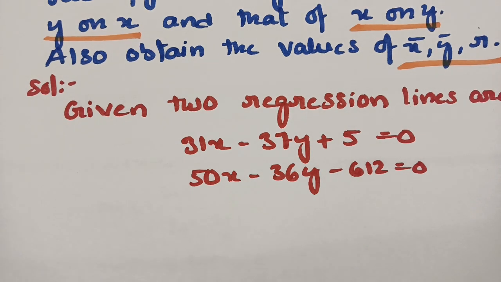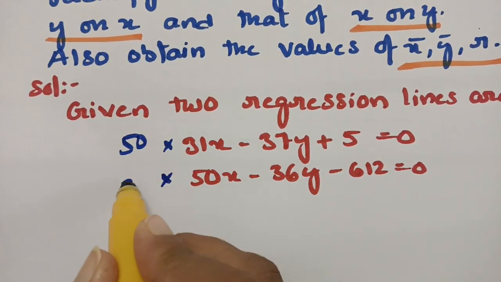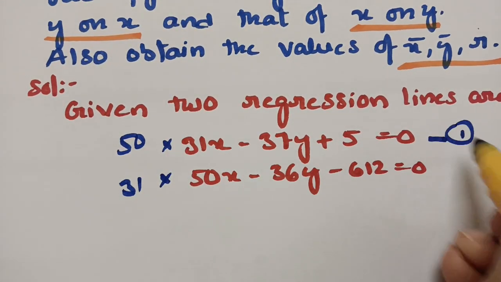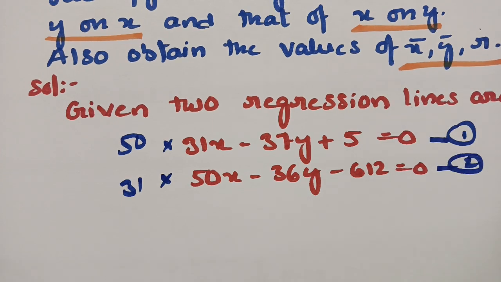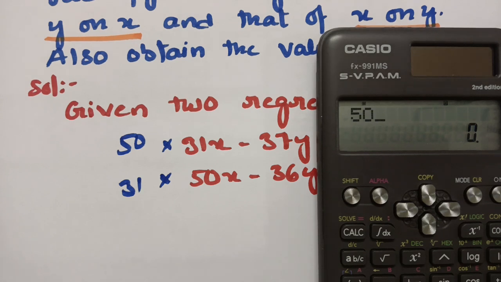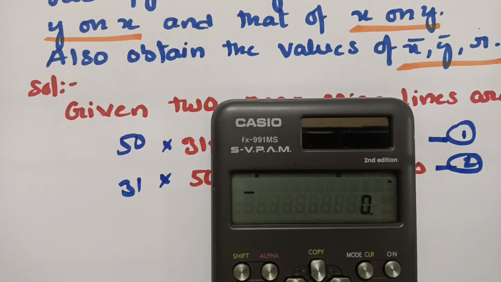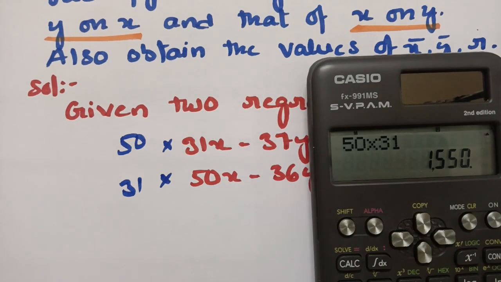In order to solve these, the x coefficient here is 31 and here the x coefficient is 50. Now in order to get the value of y bar, I am going to multiply this equation with 50 and this equation with 31. So this is equation 1 and this is equation 2. Let's get started. So this is 50 into 31, the value here is 1550.